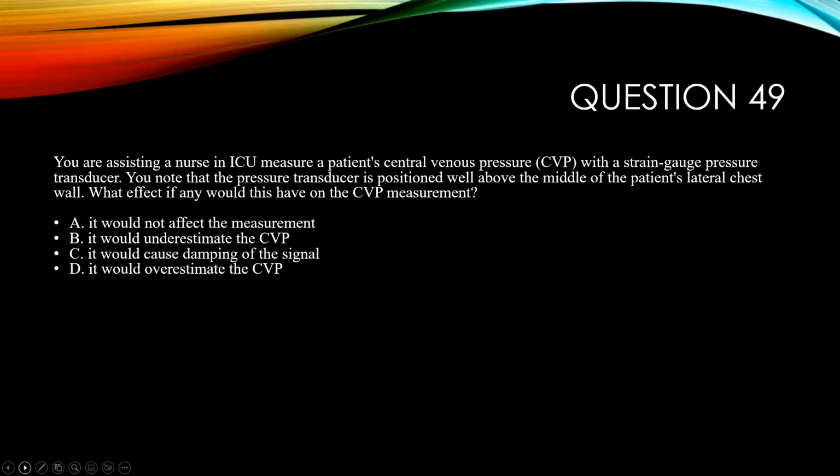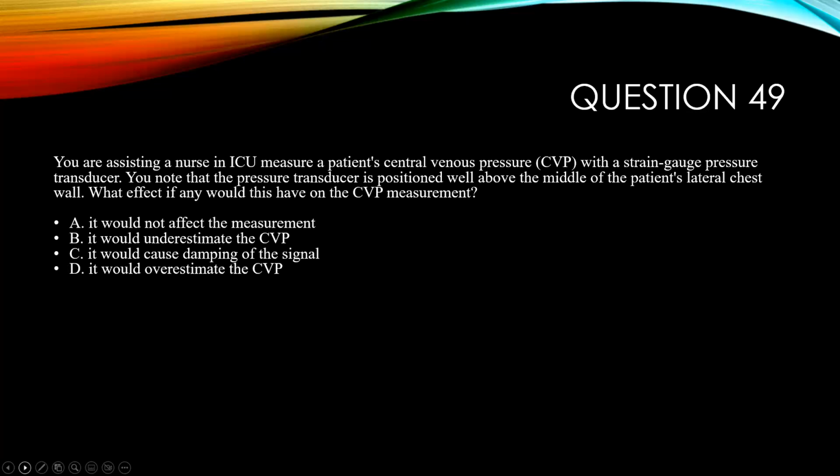Question 49. You're assisting a nurse in the ICU to measure a patient's central venous pressure with a strain gauge pressure transducer. You're going to have to understand some basic troubleshooting for central lines, Swan-Ganz catheters, and A lines.